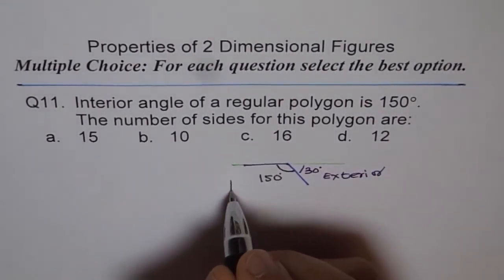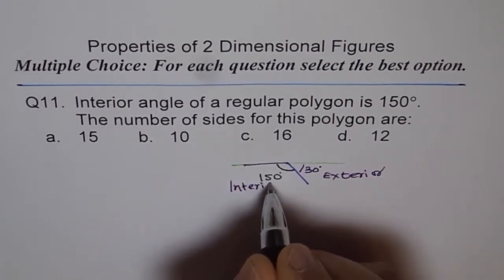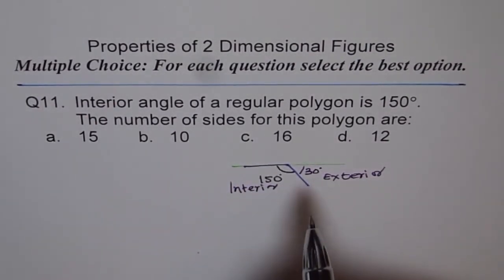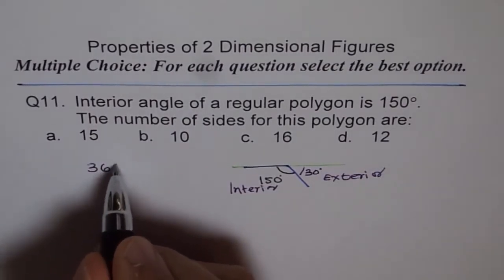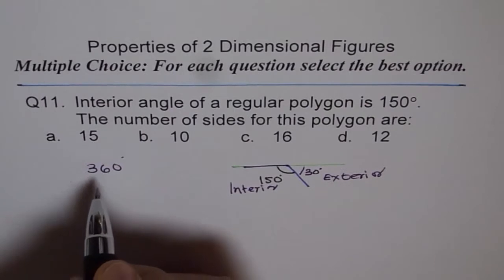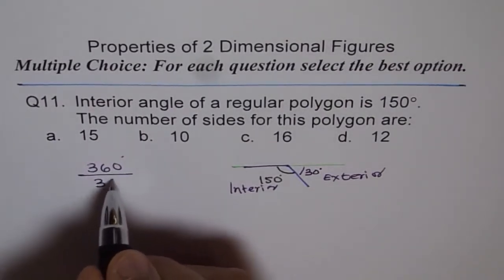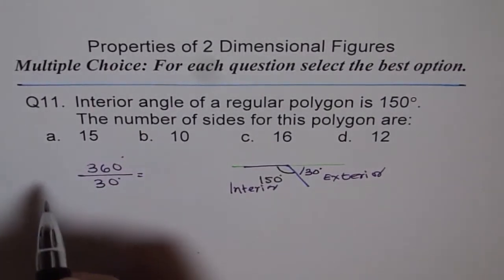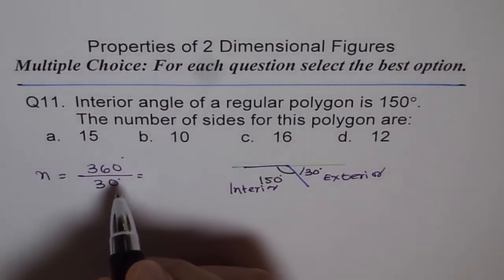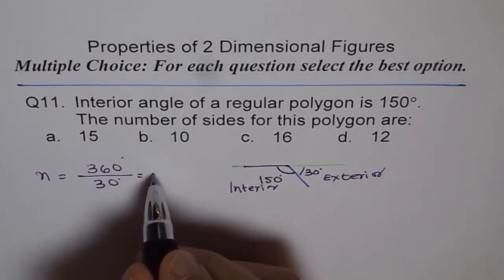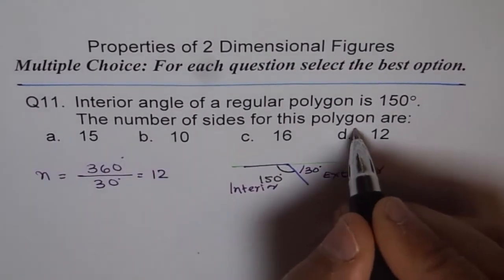And that is my interior angle, right? Now, if exterior angle is 30 degrees, we also know one thing. That is, sum of exterior angles will always be 360 degrees. Correct? So if I divide 360 degrees by 30 degrees, then I get number of sides. So that is number of sides of a polygon, right? So if I do that, what do I get? We get 12. So number of sides is 12 for this.